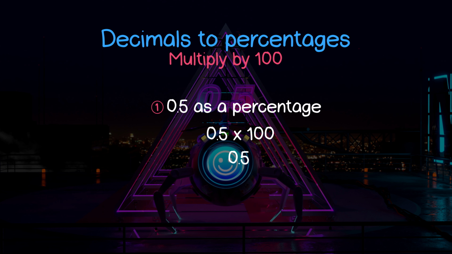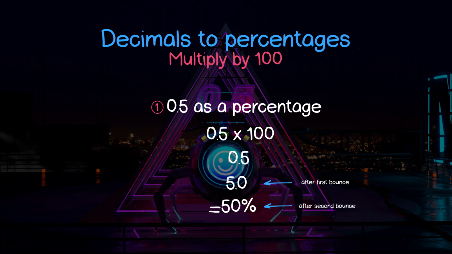So let's convert 0.5 to a percentage. If we move our decimal point 1 place to the right, we get 5. And then if we do it once more, we get 50. So 50%, which you probably already knew, but now you can see how we easily convert from decimals to percentages.